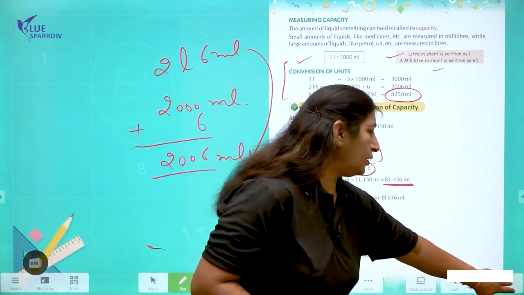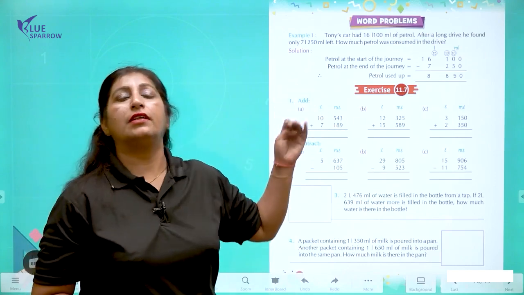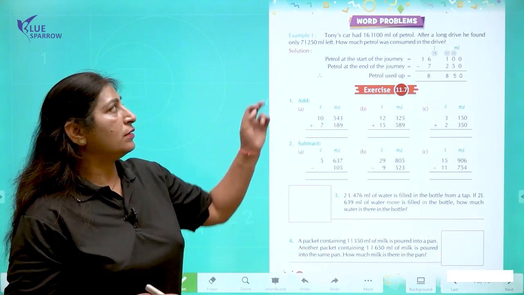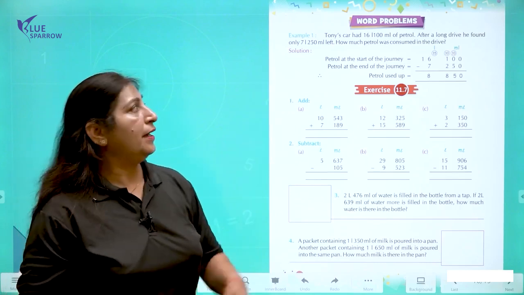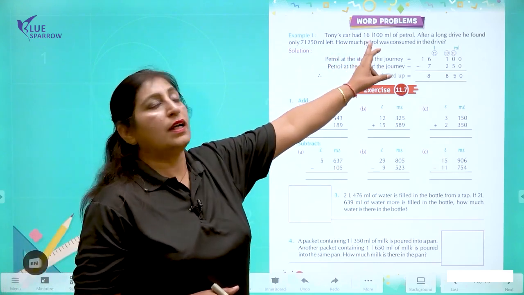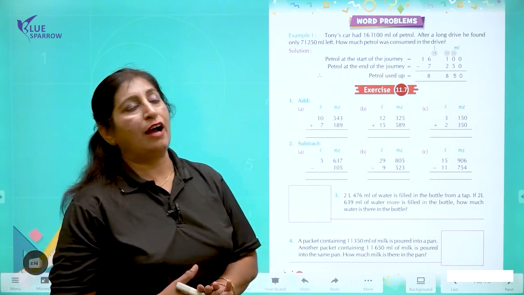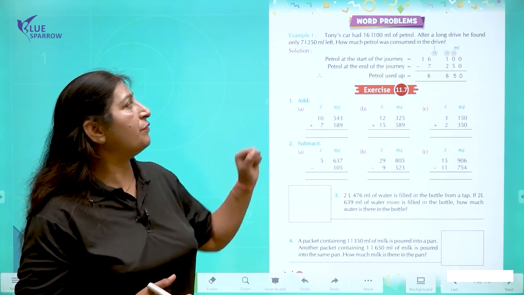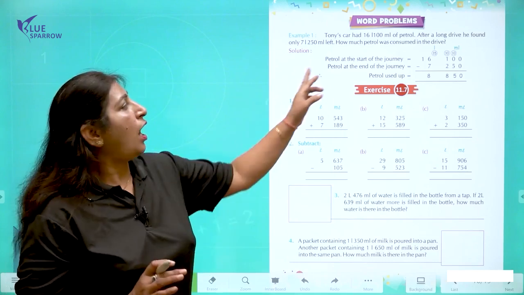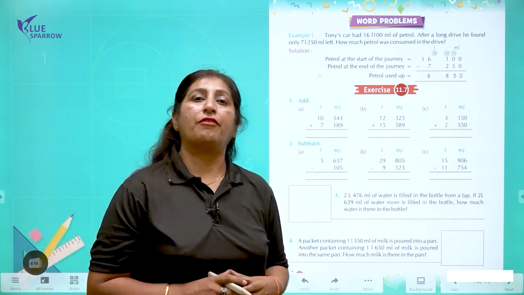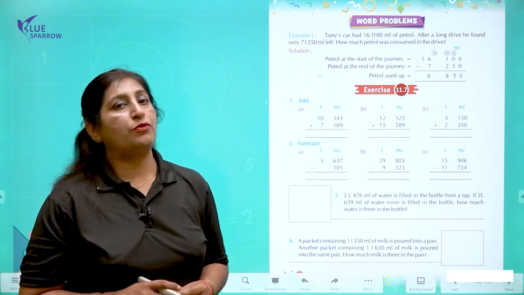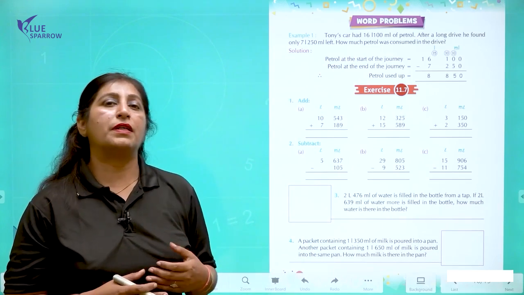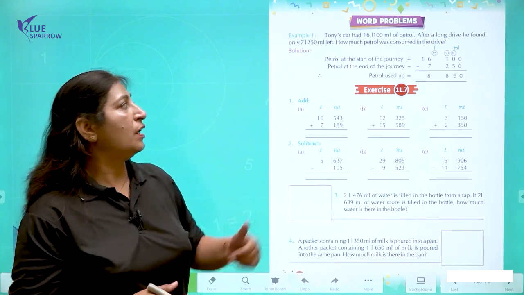Now we solve the word problem based on addition and subtraction of the capacities. Example 1 says that Tony's car had 16 liter 100 milliliter of petrol. After a long drive, he found only 7 liter 250 milliliter left. How much petrol was consumed in the drive? It means you have to find the capacity of the petrol that has been consumed from Tony's car.